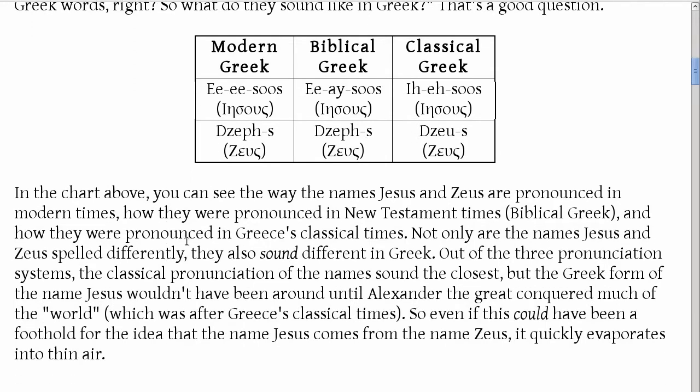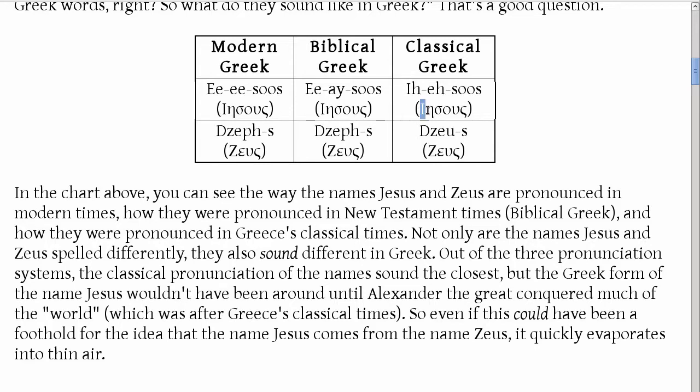In the chart above, you can see the way the names Jesus and Zeus are pronounced in modern times, how they were pronounced in New Testament times, biblical Greek, and how they were pronounced in Greece's classical times. Notice they're always spelled the same way no matter which pronunciation system you use. It's not the names Jesus and Zeus that changed, it's just the way they were pronounced. They were still spelled exactly the same.